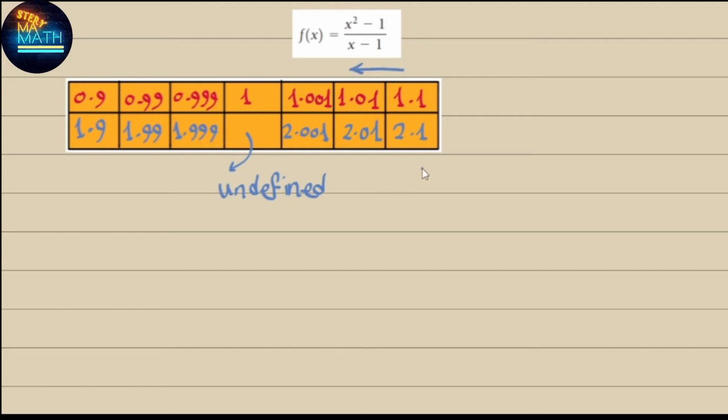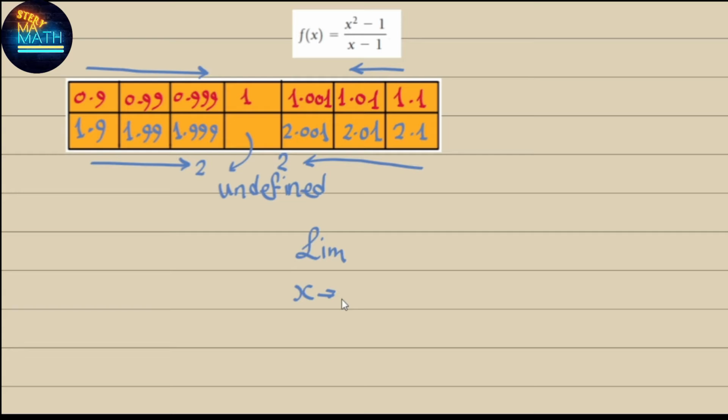Now from the right, we see that as x approaches 1 from the right, the function approaches 2. The first value 2.1, and then 2.01, and then 2.001. So as x approaches 1, the function is getting closer and closer to 2. This is from the right hand side. And also from the left hand side, as x approaches 1, y is approaching 2.